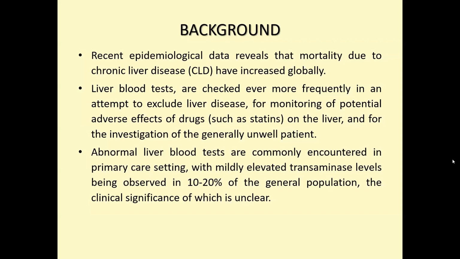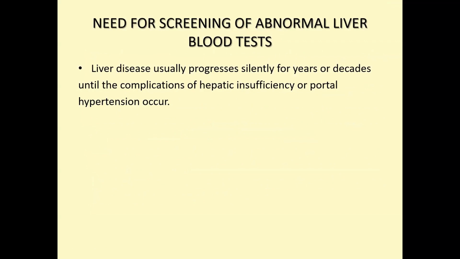When a patient is unwell, they just write, do LFT, RFT, just a list. But you get abnormal results. That's the problem. How to deal with these abnormal results? Abnormal liver blood tests are commonly encountered in the primary care setting, with mildly elevated transaminase levels observed in 10 to 20% of the general population. When the significance is not clear and the patient appears fine, what next? So why do we need to screen for abnormal liver blood tests? Liver disease usually progresses silently for years or decades until the complications appear. So that's why the need is felt.